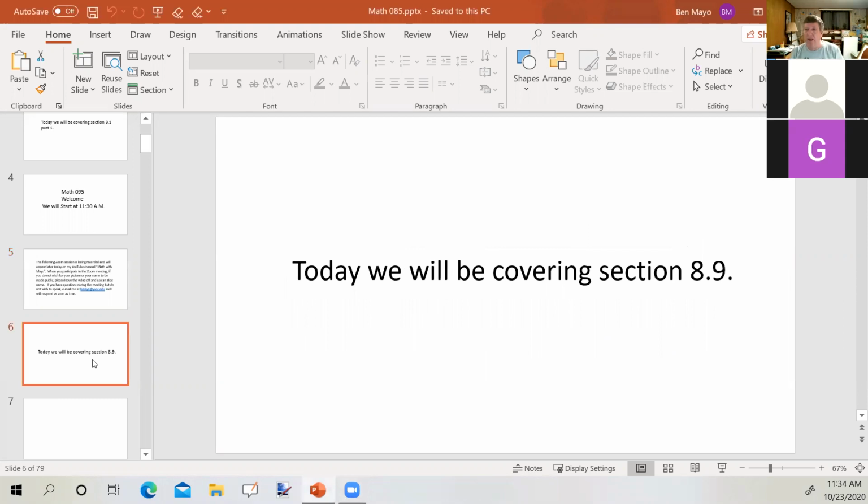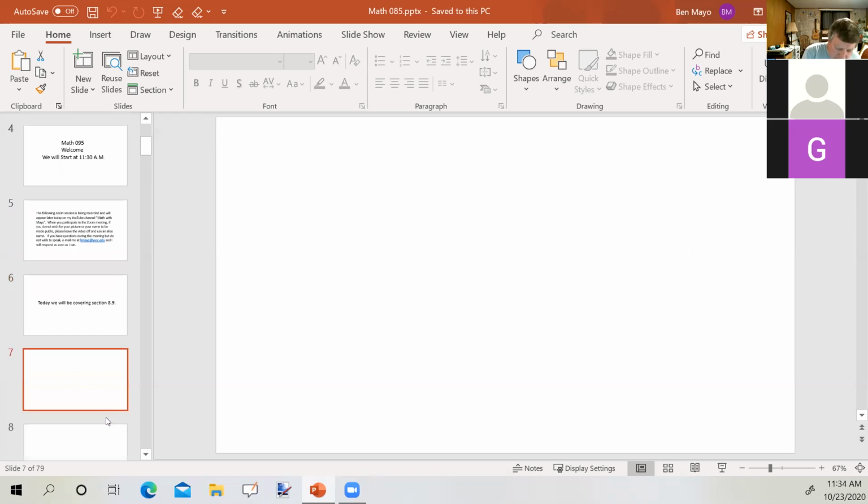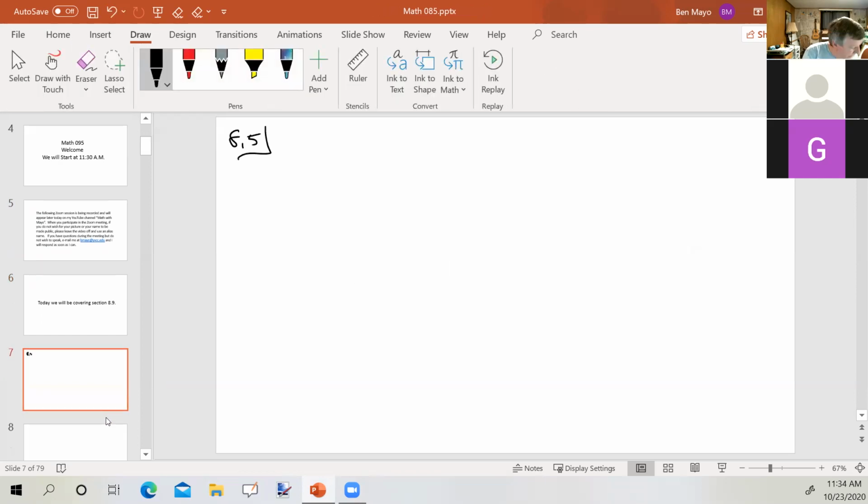Today we're going to look at section 8.9 and wrap up this chapter. Your homework over the weekend will be 8.9 as well as the chapter review. Monday we'll review, and then Tuesday there won't be any class meeting. You will just take your chapter 8 test. Are there any questions from section 8.5 from yesterday?